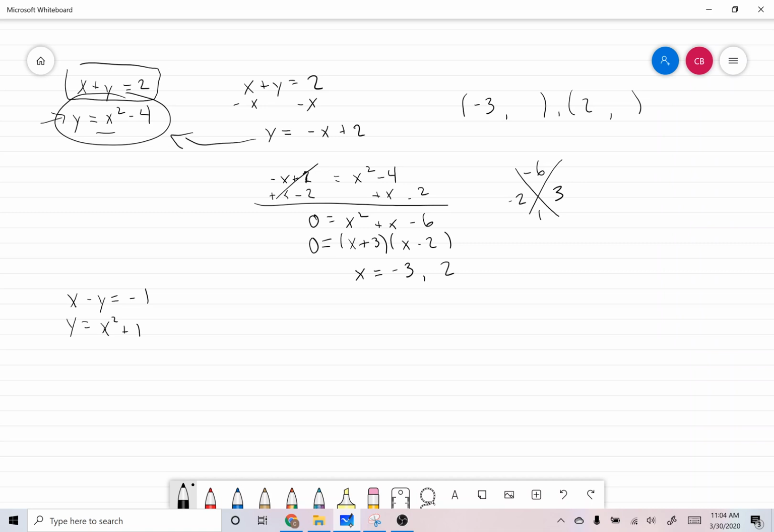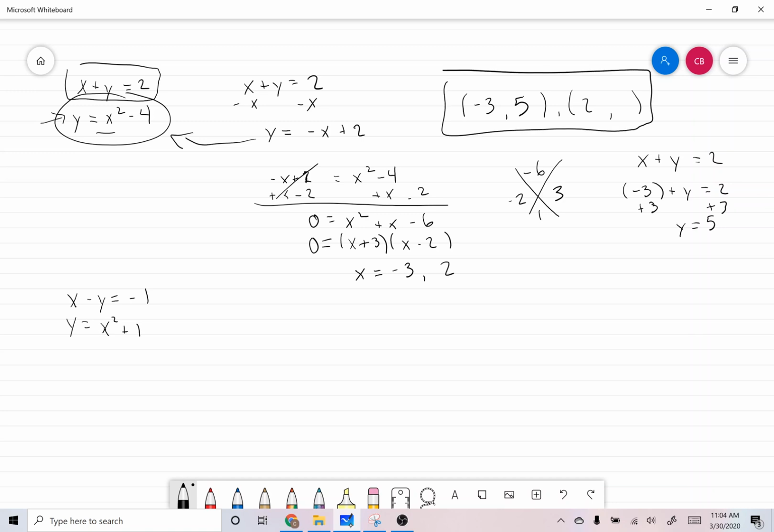So if we plug this into the original, or the first equation, we have x plus y is equal to 2, which if we plug negative 3 into x, we have negative 3 plus y equals 2. Add the 3 to both sides. y is equal to 5. So we get negative 3, 5 for the first solution. And if we plug in 2 into the second one, let's do this. y is equal to 2 squared minus 4. y is equal to 4 minus 4, so y is equal to 0. So 2, 0 is our other point.